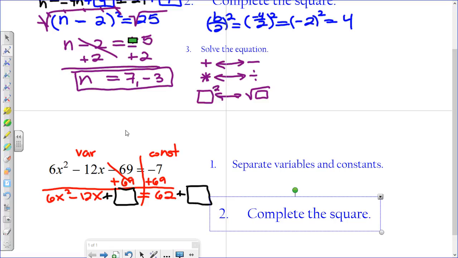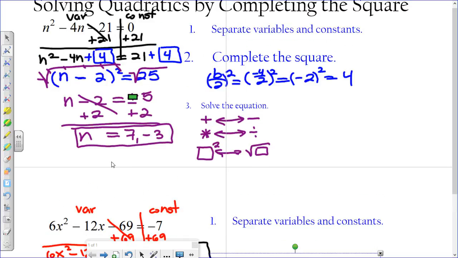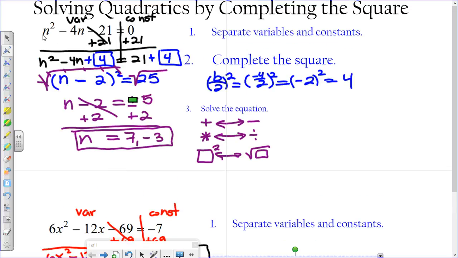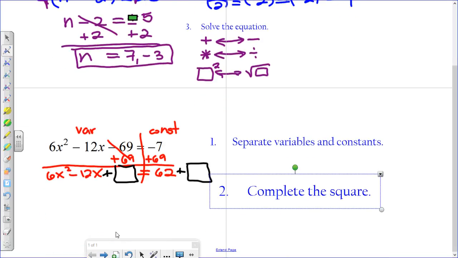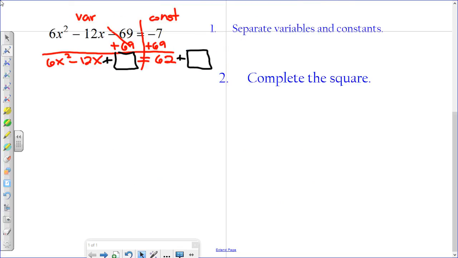What's making things very complicated for us is this positive 6. Okay, that's what makes it complicated. If you look at this problem and the problem I did before, there was no number here. Because there was no number here, it was straightforward. Now, in this problem, there is a 6 in front of the square. So you have to get rid of this 6. The way you get rid of it is the following.